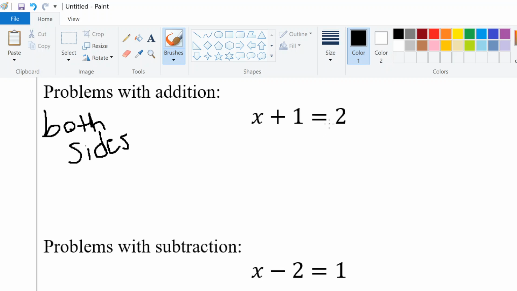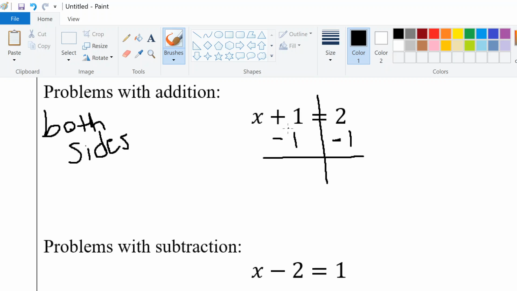What this looks like is, notice here, this is addition. I really want to get this x by itself. To do that, I need to use subtraction. So I use the subtraction so I can get rid of this plus 1. Well, if I do it to this side, I also need to do it to the other side because equations are balanced, okay?